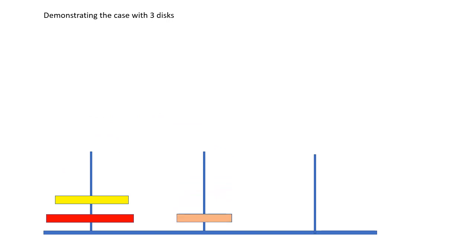You can see you can only move one disk at a time, and you can only move the disk at the very top. And because a larger disk cannot be placed on a smaller disk, the yellow disk is moved to the rod on the right hand side instead of the rod in the middle, because there's a smaller disk already there.